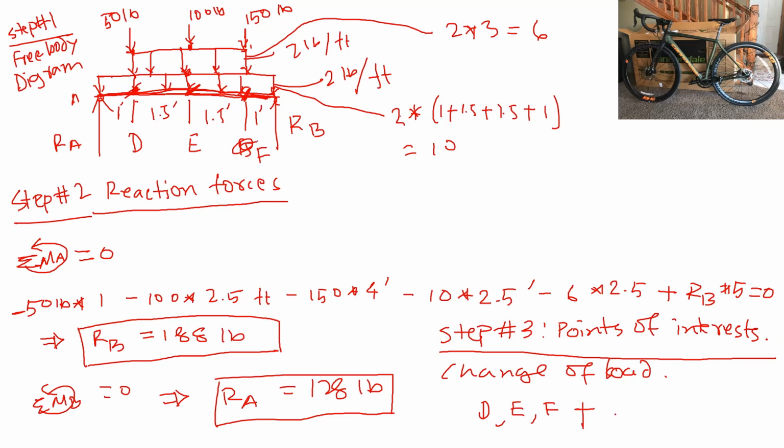Also another point is the maximum moment point. Maximum moment points are where basically shear force is 0. So at shear force 0, that is another point of interest, which we will find after we draw the shear force diagram. So from the shear force diagram, we'll have to wait for that maximum moment point. So points of interest are D, E, F.